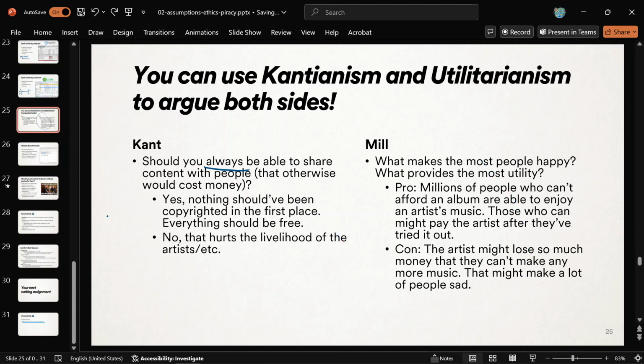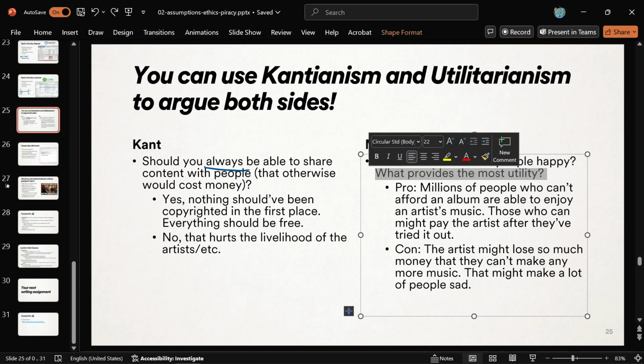And then you could use Mill again to do the utilitarian side. You could ask these questions: okay, is this a good thing or not? Should we steal stuff from the internet? And you'd ask, what is going to give the greatest good to the greatest amount? What's going to make the most people happy, averaged over the entire universe? What will provide the most utility?